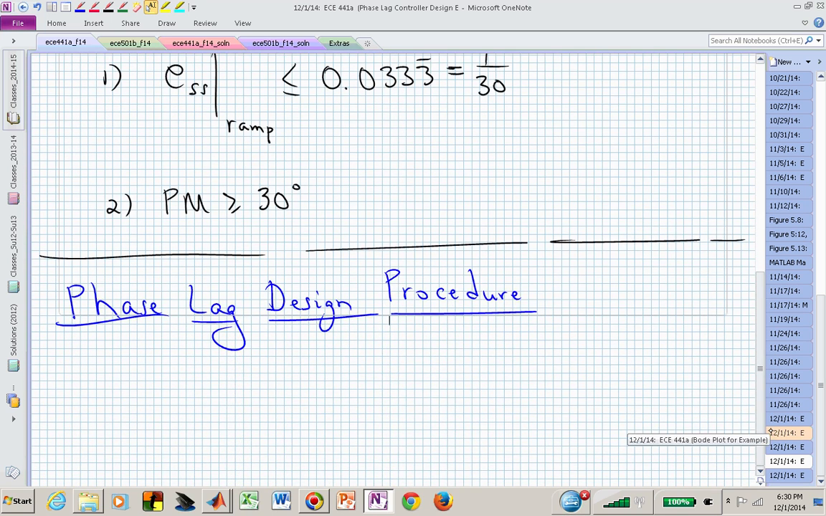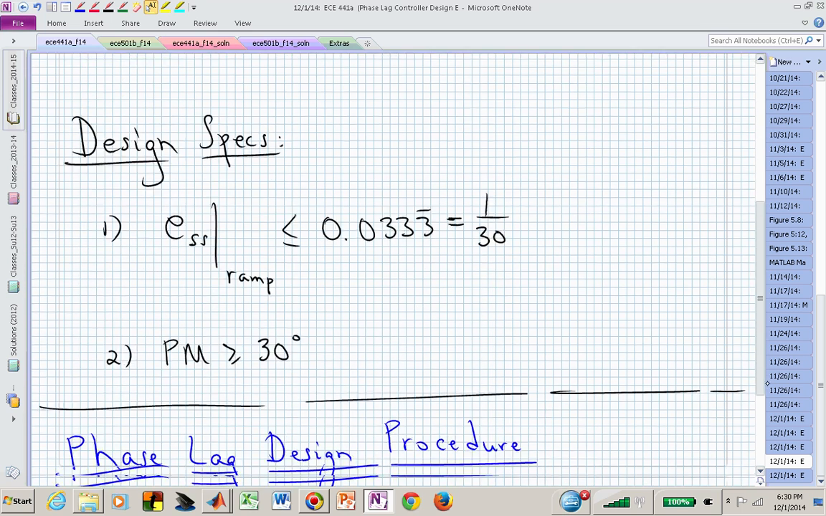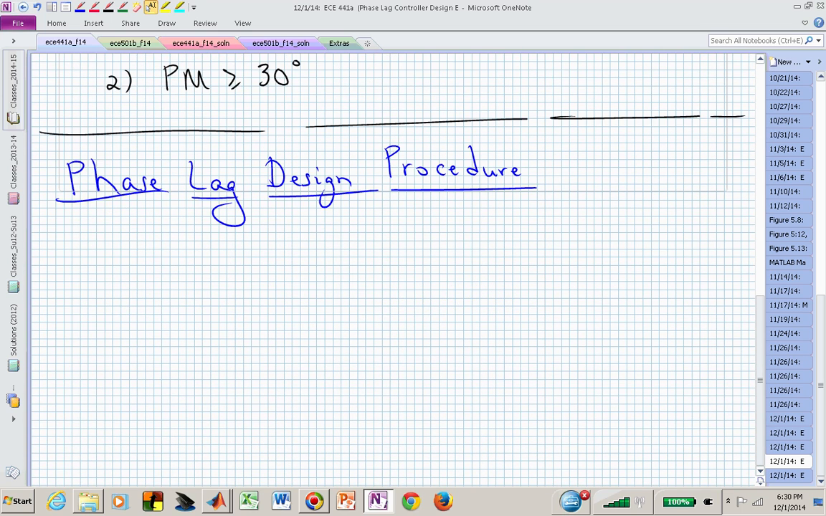Let's now walk through the step-by-step procedure that we have introduced in class to design a phase lag controller for this system. The first thing that we need to do before we can even sketch the Bode plot is specify the gain K so that we now have a G of S that we would be able to sketch or draw the Bode plot diagram. In finding K, we are going to find K from the steady state error spec.